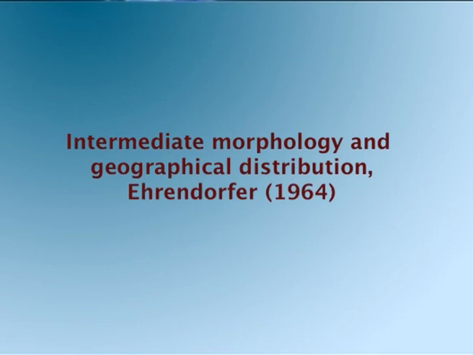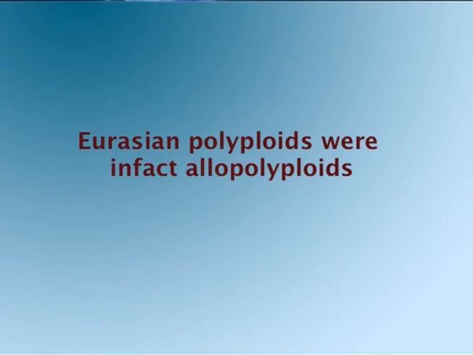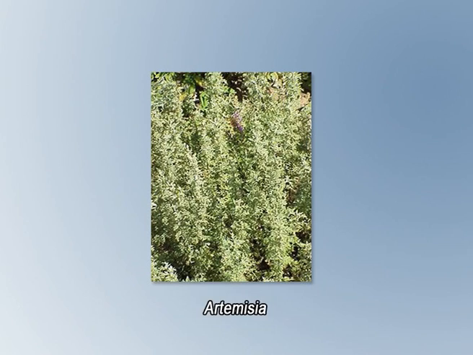Within several species, different ploidy levels have been observed that were considered to rest on autopolyploidy. However, based on characters such as intermediate morphology and geographical distribution, Ehrendorfer 1964 suggested that several Eurasian polyploids were in fact allopolyploids. Although much cytological work has been done in Artemisia, definite evidence for allopolyploidy is scarce.